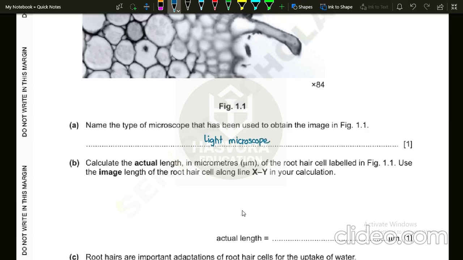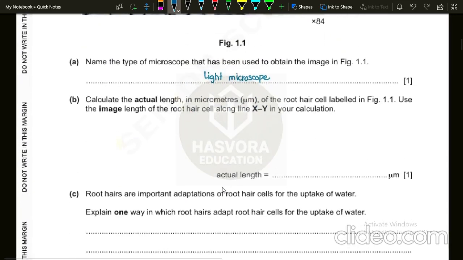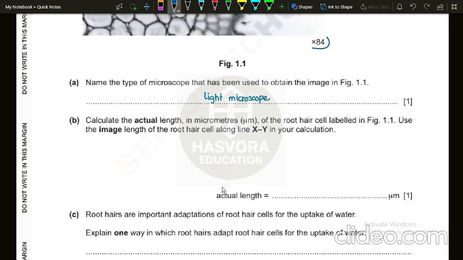B part says calculate the actual length in micrometers of the root hair cell labeled in figure 1.1. Use the image length of the root hair cell along the line XY in your calculation. First of all, we will measure the line XY using our scale. I've already measured it. It is 4 centimeters. Then we will use the magnification which they have given us as 84, and the formula magnification is equal to image length, or measured length, divided by actual length.